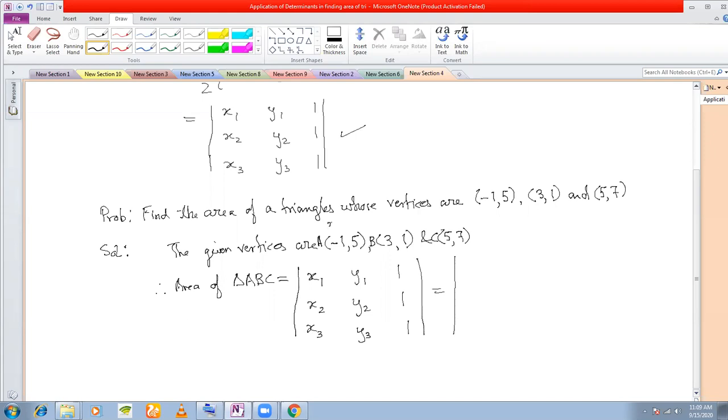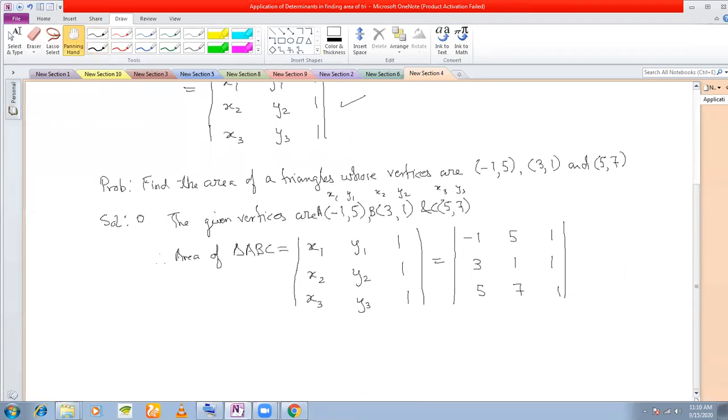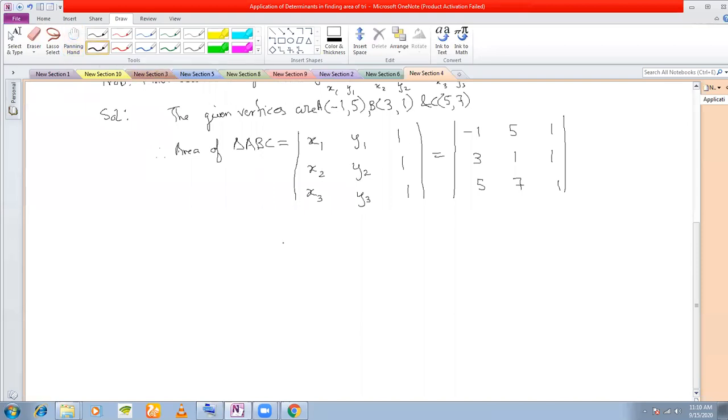Now you simply put the values. Let us take this one as x1 y1, this as x2 y2, and this as x3 y3. So you have -1 5 1, 3 1 1, and 5 7 1. Now either you can expand it as it is, or you can use the operations. Let us use a simple operation here, because I see a 1 1 1 in the third column.